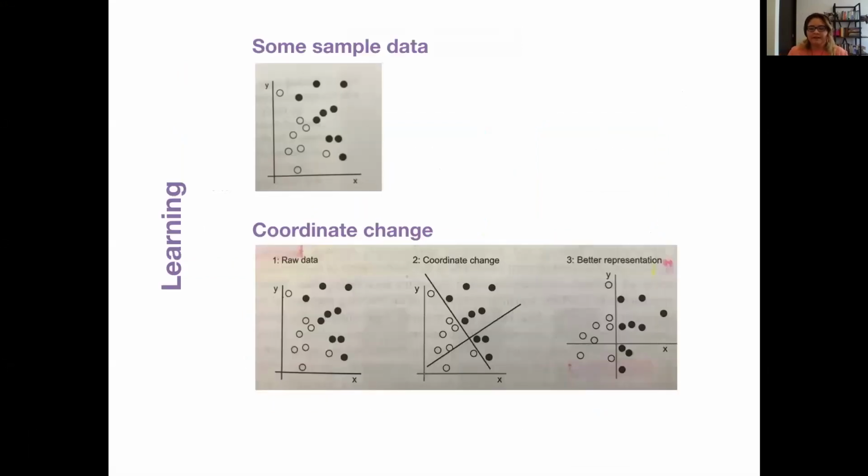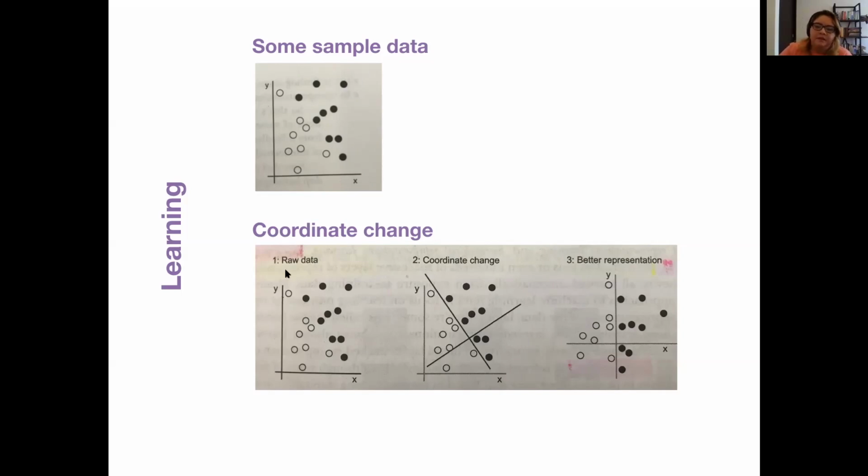So what's learning? I have here some pictures. For example, in this plot we have a scatter plot of some sample data. We have black points at one point, and here it is very easy to identify two different types of data. But it's not always very easy.